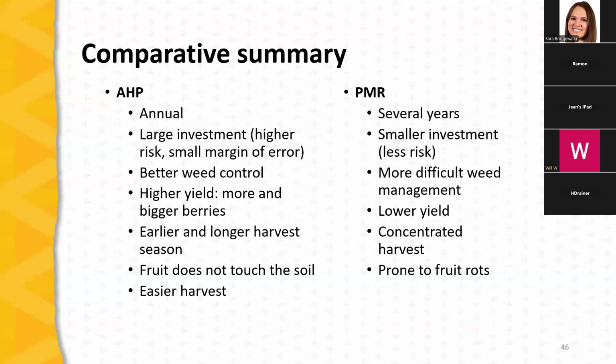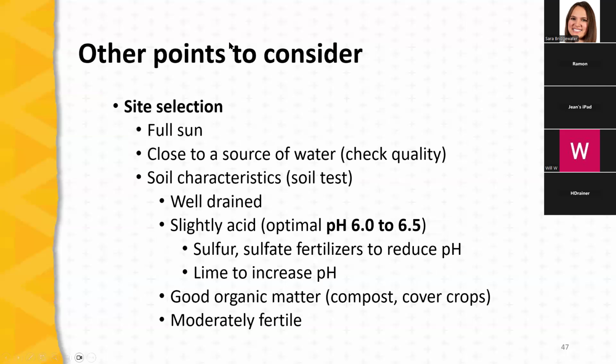So those are the things that you have to keep in consideration. And other things to keep in consideration, the same as when we talked about brambles, is site selection. You want to have full sun, not a shady area. The more sun, the better. If you have shade, well, that's what you have, but the more sun they can have, the better. Close to a source of water, of course. You want to test your soil characteristics so you can amend it as needed.